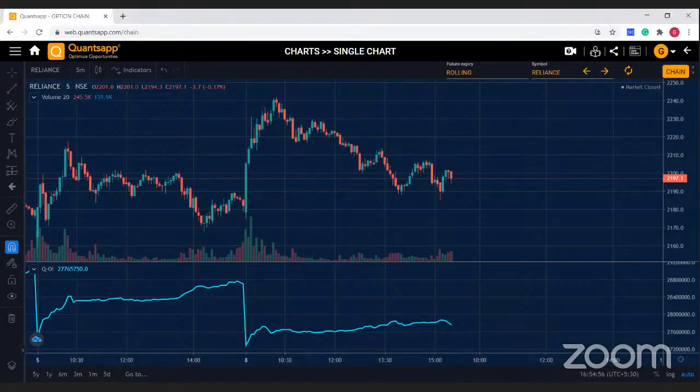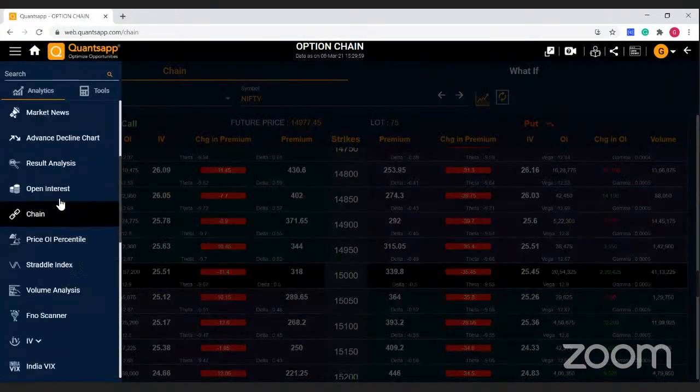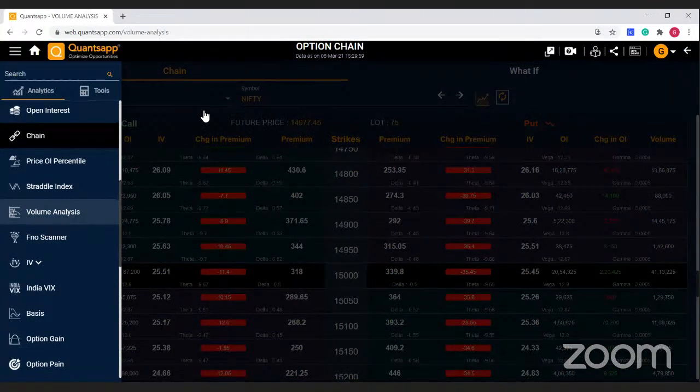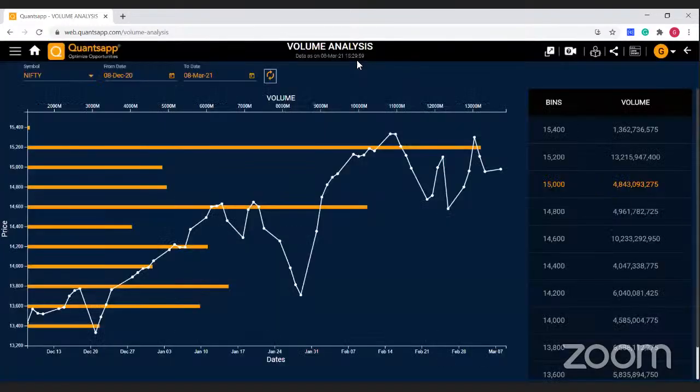On the chart side you can see the volume, and in the chain you can see the options volume. Volume analysis is, I would say, a best tool when looking at a longer period of time, to see the bin levels, the cluster zones where the highest volume has happened. If you do this volume analysis, you will get to know how these stocks make their resistance and support levels at different levels as well.